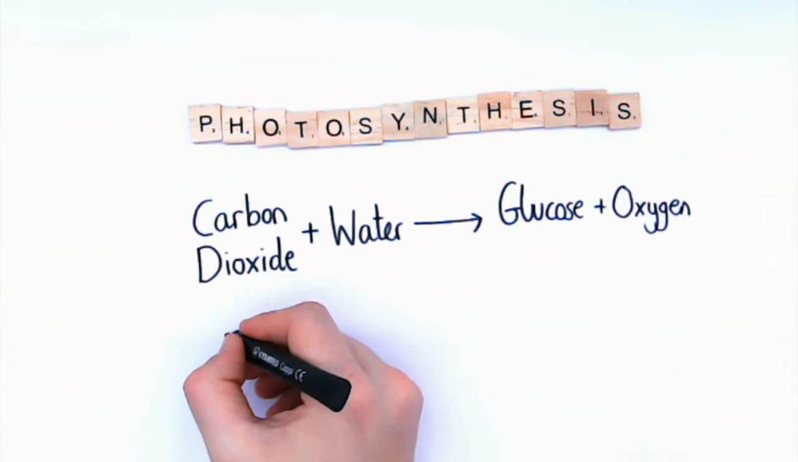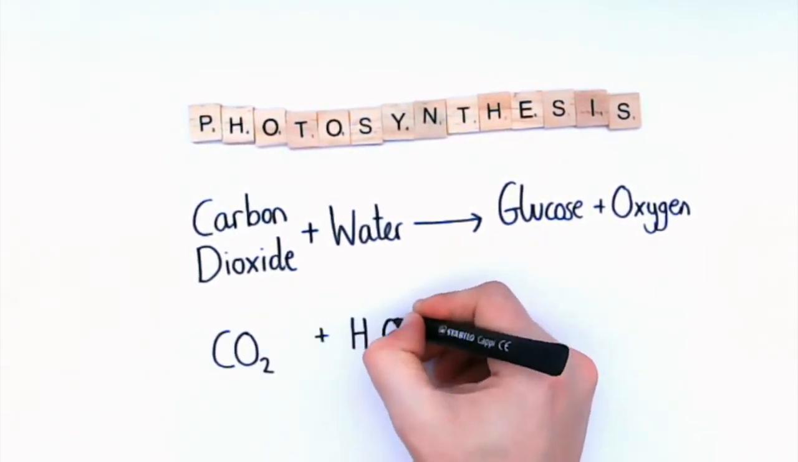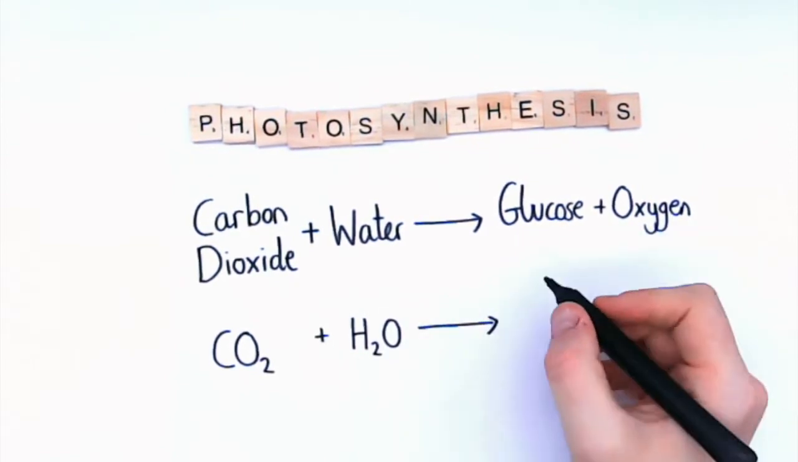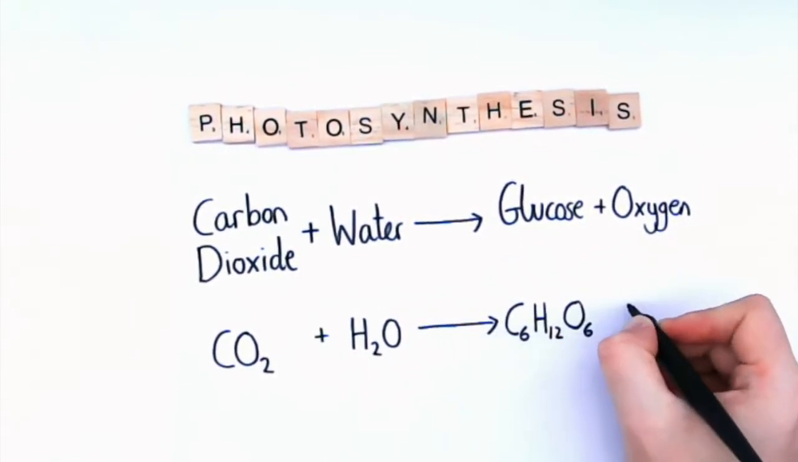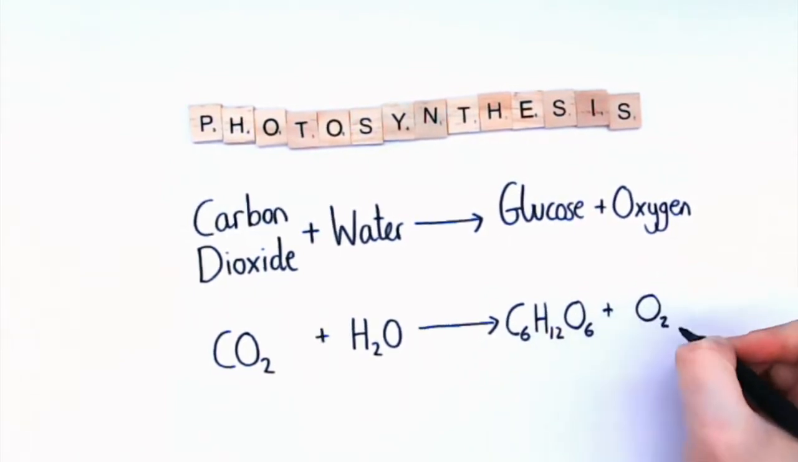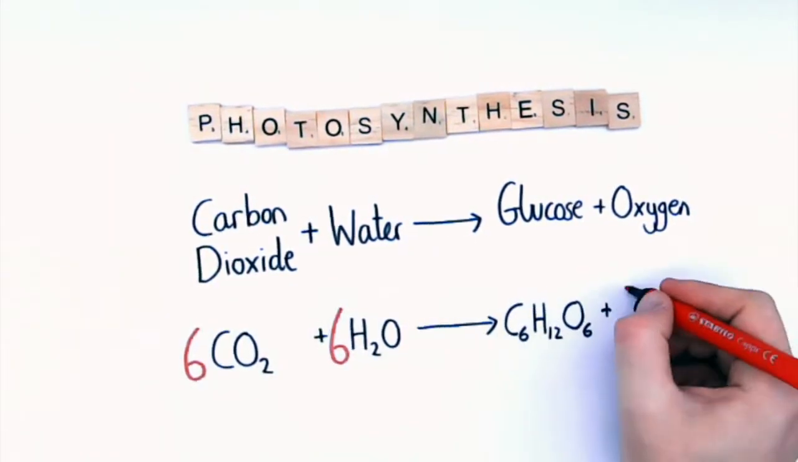In symbol form, it's a little bit more complicated. Carbon dioxide has the chemical formula CO2, water has H2O, glucose is a little bit more of a complicated molecule with the formula C6H12O6, and oxygen goes around in pairs as O2. Remember, chemical equations should be balanced. The photosynthesis equation is actually quite nice to balance because you remember it's an absolute devil. 666, number of the beast.